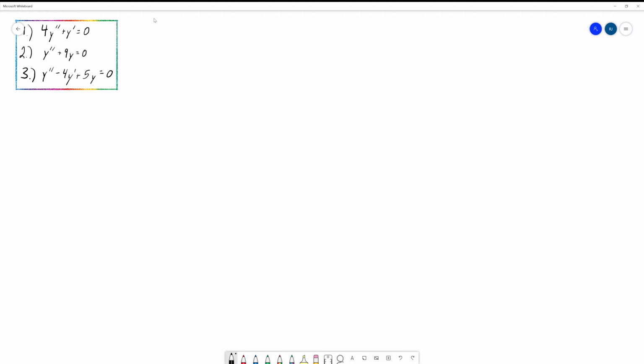Okay, so I'm just going to go over solving differential equations that are of this form up here. So where you have y double prime with some coefficient plus y prime with some coefficient plus y with some coefficient, possibly that coefficient is 0. So I just want to work through these three equations here, 1, 2, and 3.